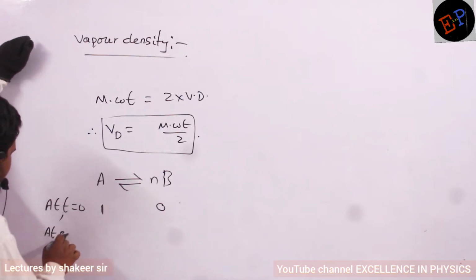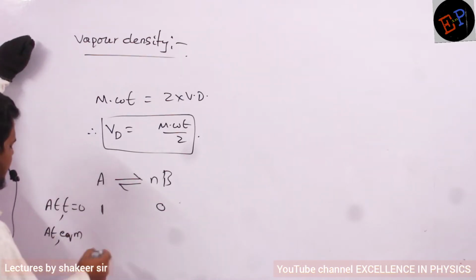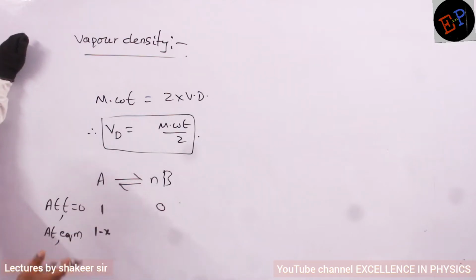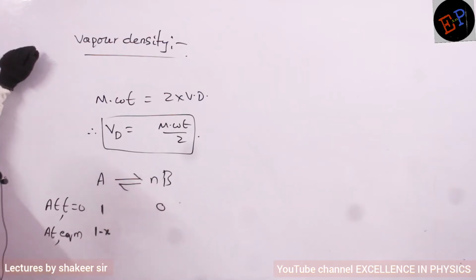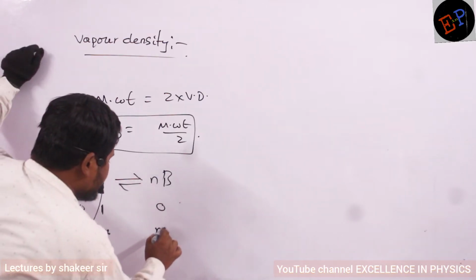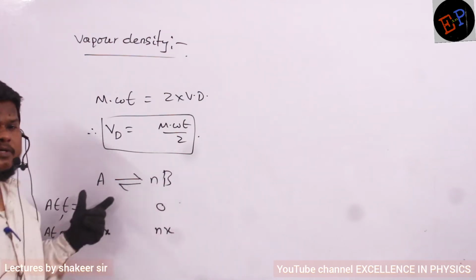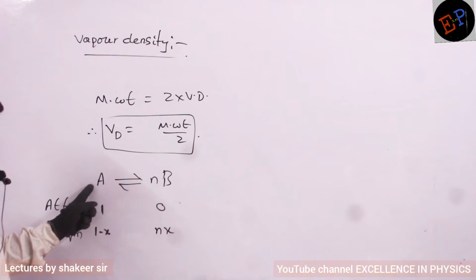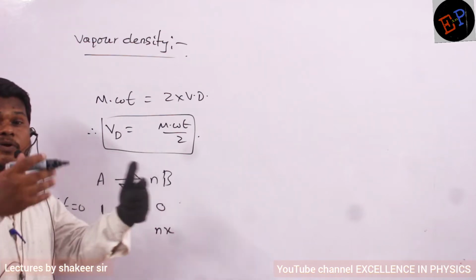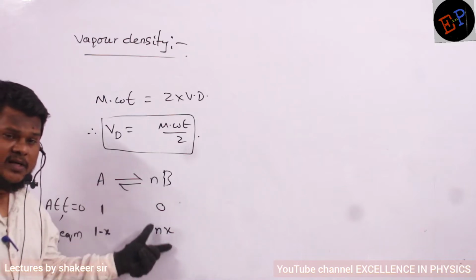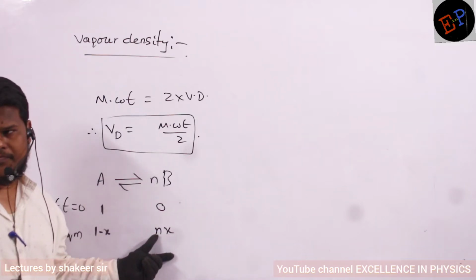Then at equilibrium, let us consider x moles of A has disintegrated. x may be anything, 1 by 2, 1 by 4, anything. Then how many moles of product will form? n into x moles of product will form. Do you remember? Because that is the reaction which I have taken: if 1 mole disintegrates, then n moles of product will form. Similarly, if x moles disintegrate, then n into x moles of product will form.